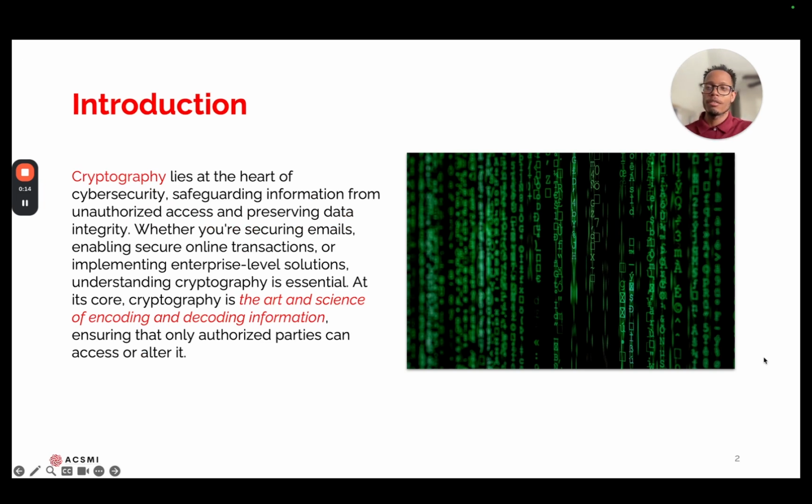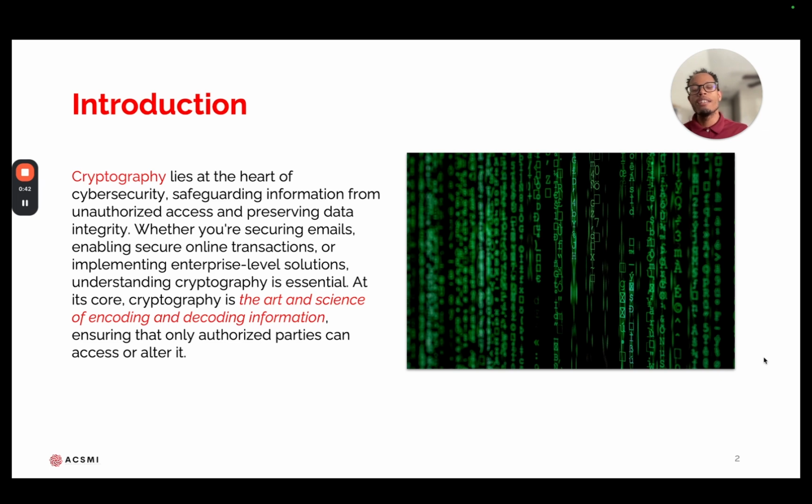The introduction to cryptography, right? It lies at the heart of safeguarding information from unauthorized access to preserving data integrity. Now, whether you're looking to just secure emails, enable secure online transactions, when we're talking about email back and forth, like email exchange, or implement solutions at an enterprise level, cryptography is at its core.